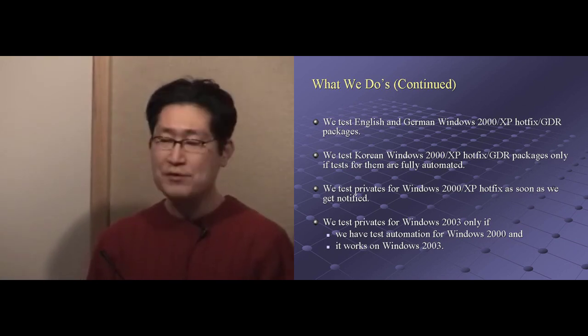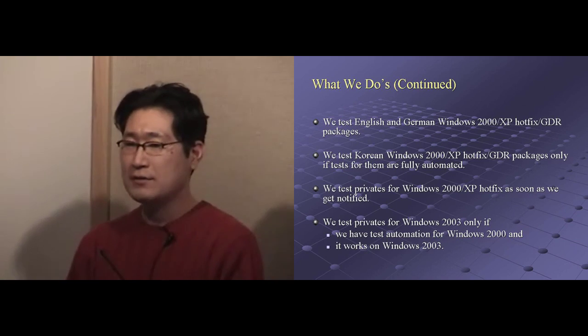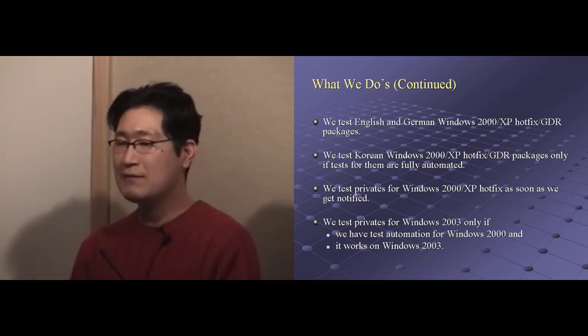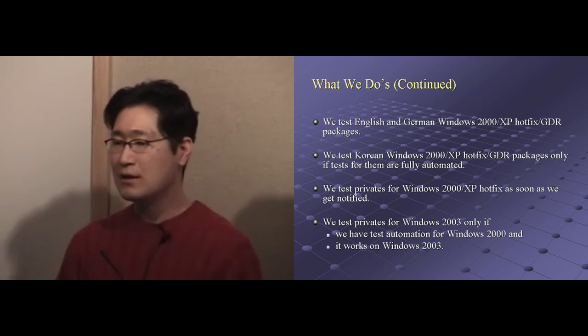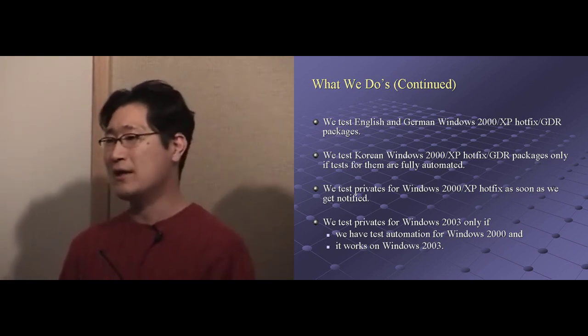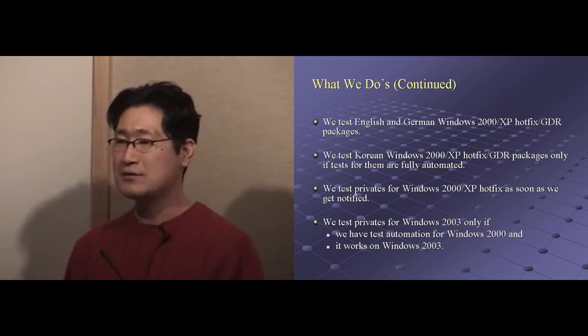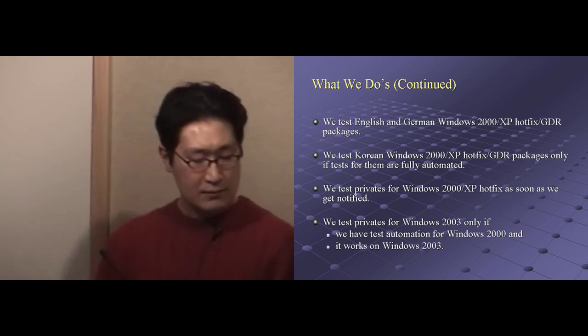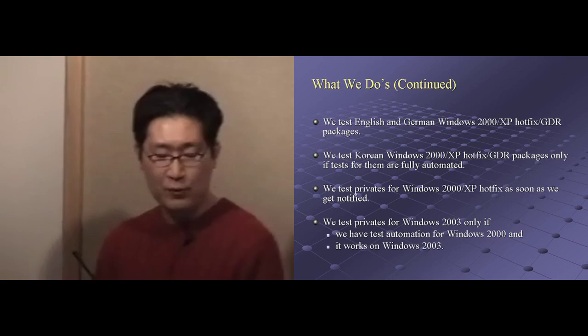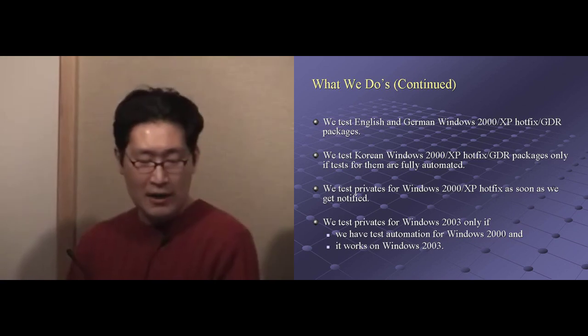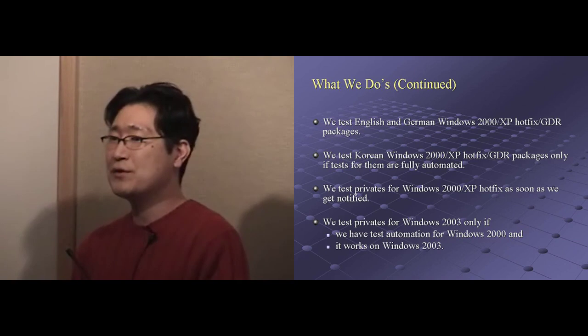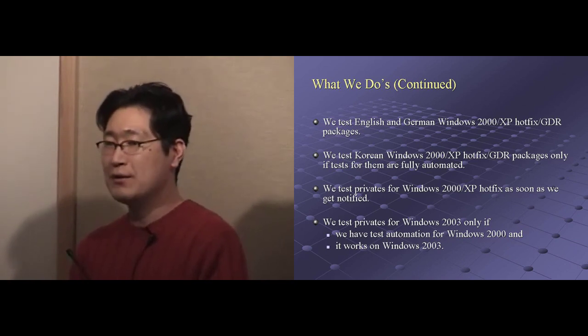And we also have 2 other testers. If the test automation we have is not fully automated, like if some of the tests are halfway automated, where for the setup part 2 machines should be there and some unusual setup should be done manually, or some special hardware should be attached manually, then those tests are run by our testers manually. Also, we test privates for Windows 2000 only, not the packages, and only if the test automation we have for Windows 2000 works on Windows 2003 also.